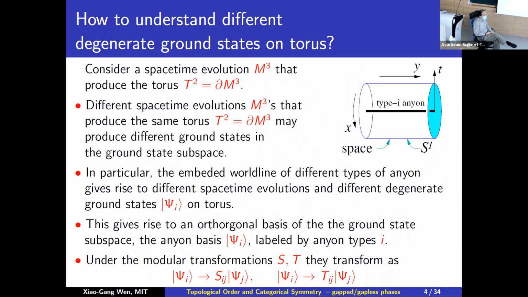So by this bold line in this figure, different anion tunneling path histories give rise to different degenerate ground states on the torus. And so there's a correspondence between anion type and the degeneracy.